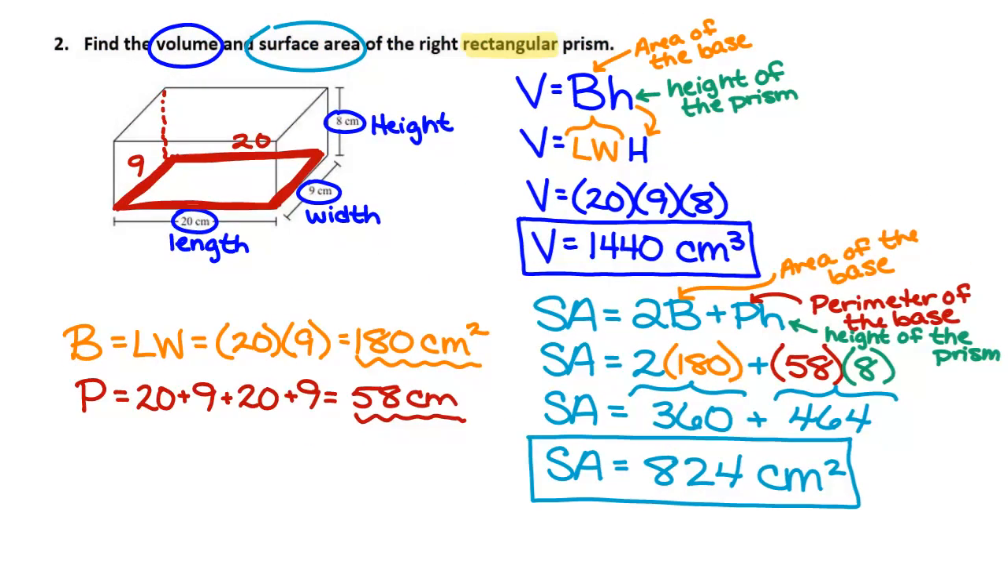All right. Just like with a cylinder on my surface area formula, the 2B is the area of the two bases. The perimeter times the height is my lateral area, the area around my two bases that connects my two bases. You guys ready to look at a prism that does not have a rectangular base? All right, let's go look at number 3 then.